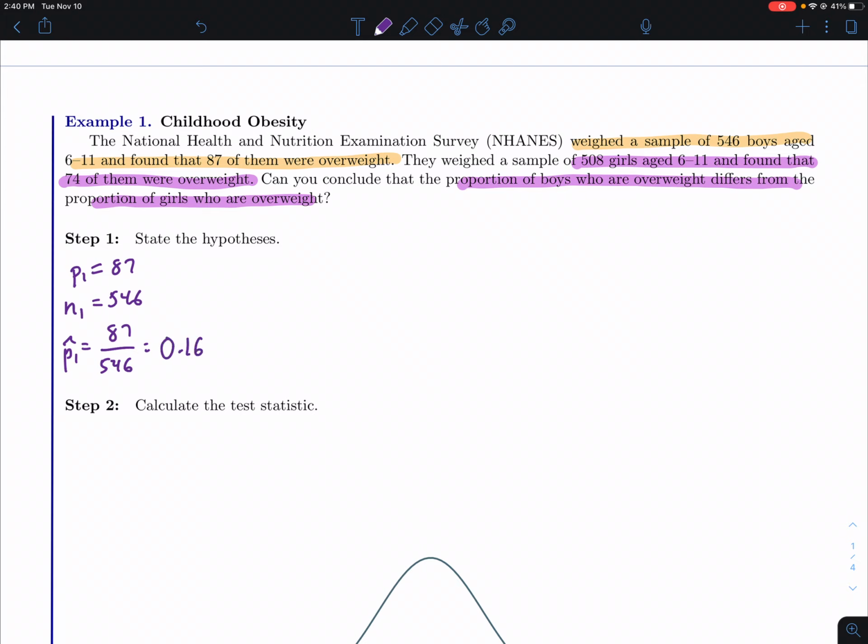All right, now let's do the same thing for the girls. For P2, it was 74 girls. Our n2 was 508 girls that were surveyed. And so if we look at our P2 hat, we're going to get 74 over 508.